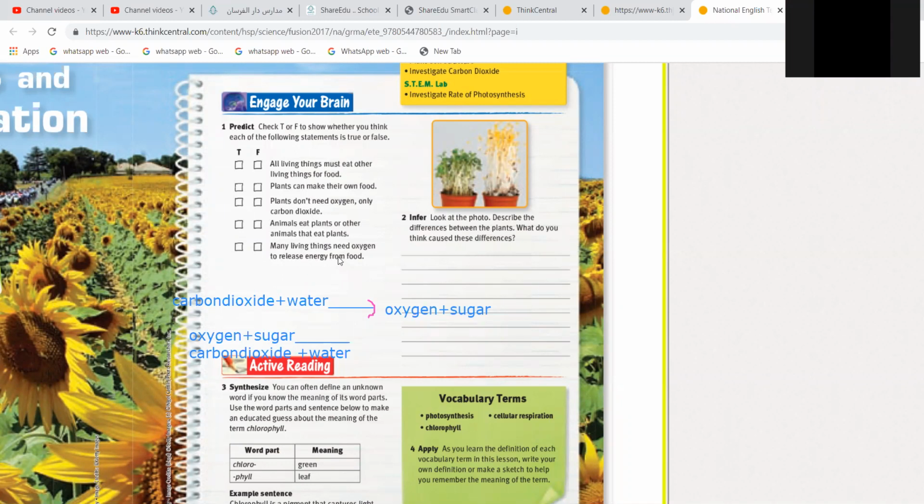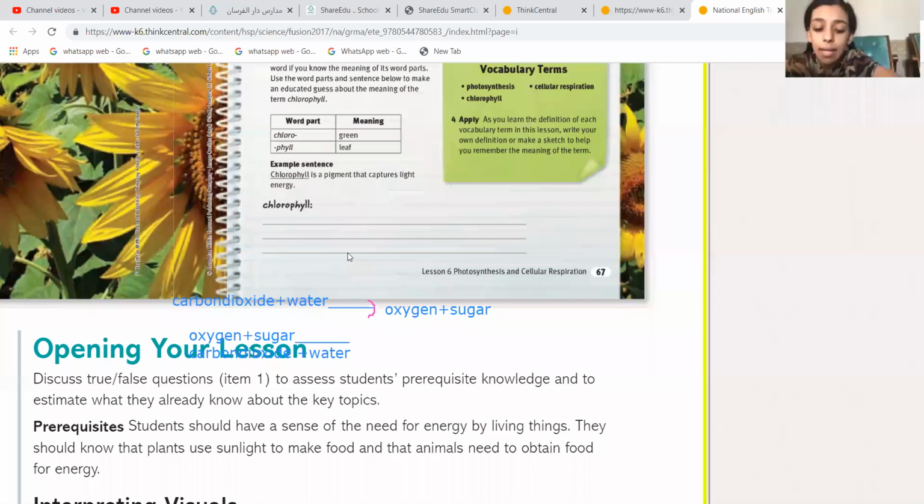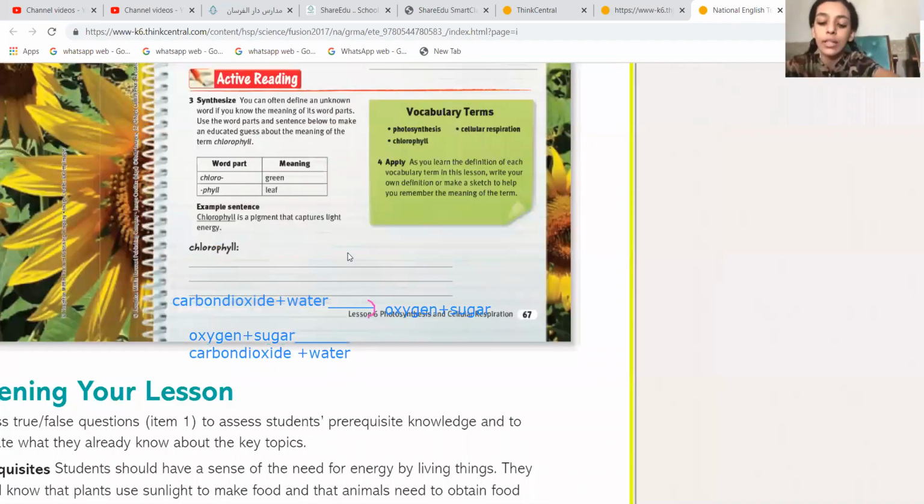Many living things need oxygen to release energy from food. True, very good. Now, girls, here. Miss, animals eat plants or other animals, it's true? Yes, because see, animals eat plants or they eat other animals. Am I correct? They either eat carrots, tigers eat rabbits, lions eat other animals.